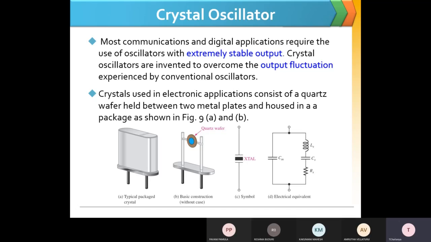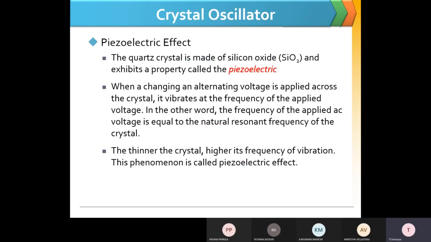The crystals used in electronic applications consist of a quartz wafer held between two metal plates, housed in a package. This is the packaging and this is the metal plate. The quartz wafer is held between the two plates and enveloped with metal. The quartz crystal is made of SiO2 and exhibits the piezoelectric property.